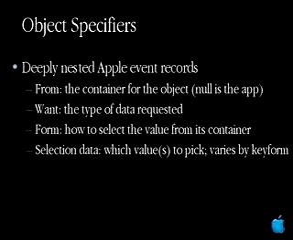The 4 parts are basically the container of the object, that's the from part; the type of data that's being requested, which is the want; how to select a value from the container, which is the key form, and we'll be talking a lot about key forms; and then, using that key form, which one to pick. So if I say I want folder 1 of startup disk, that's basically: from is startup disk, want is a folder, form is by absolute position, and selection data is 1. So that's a fairly simple object specifier, but they can be more complex.